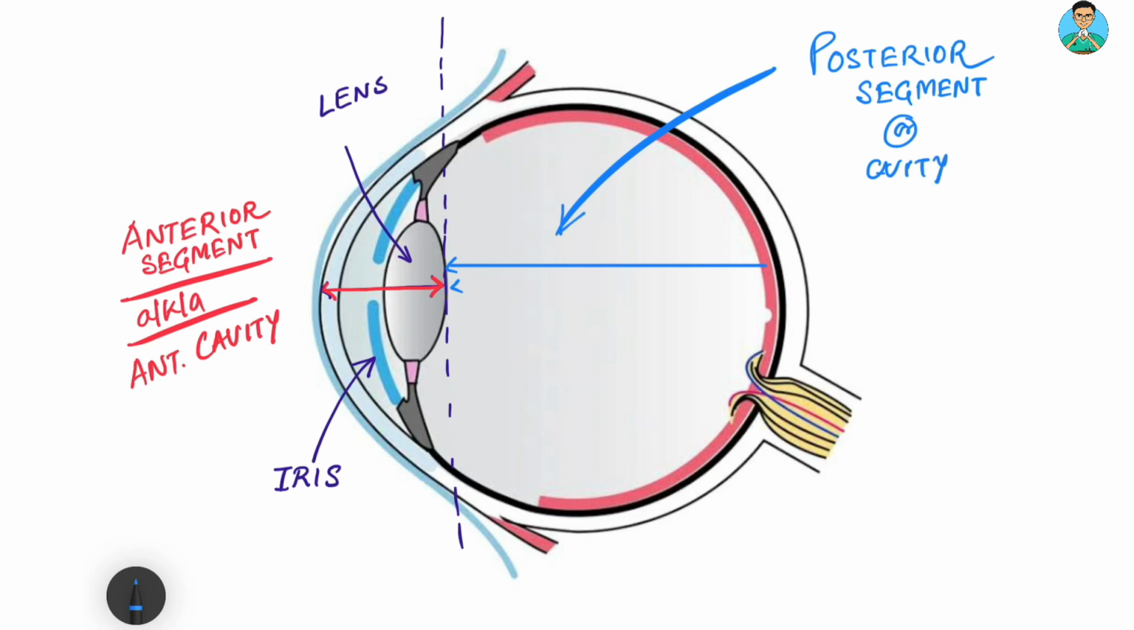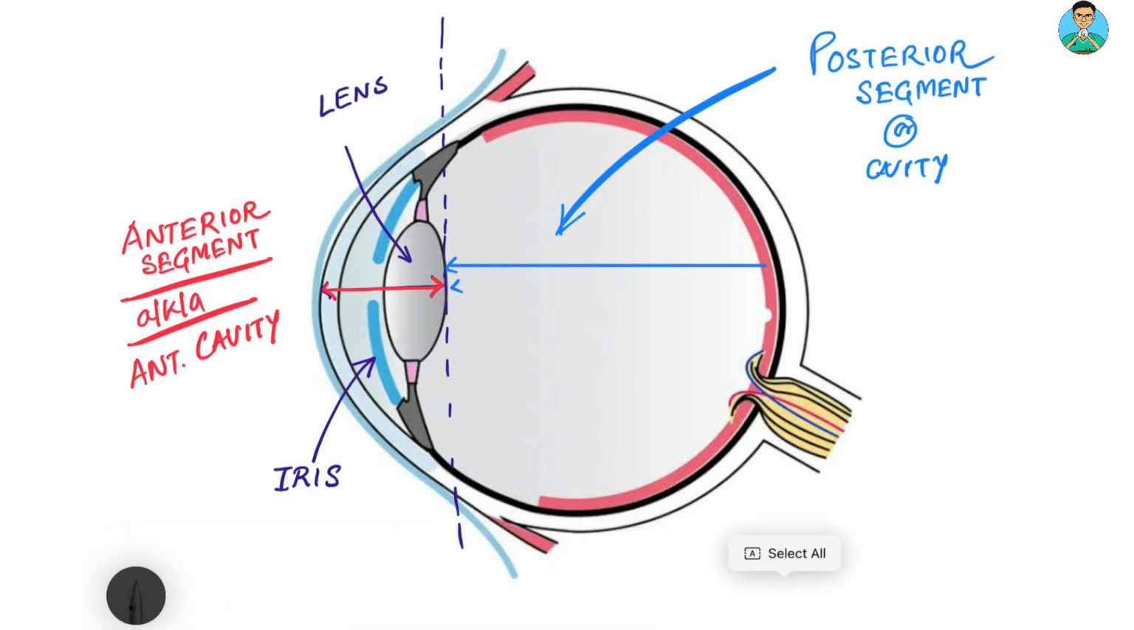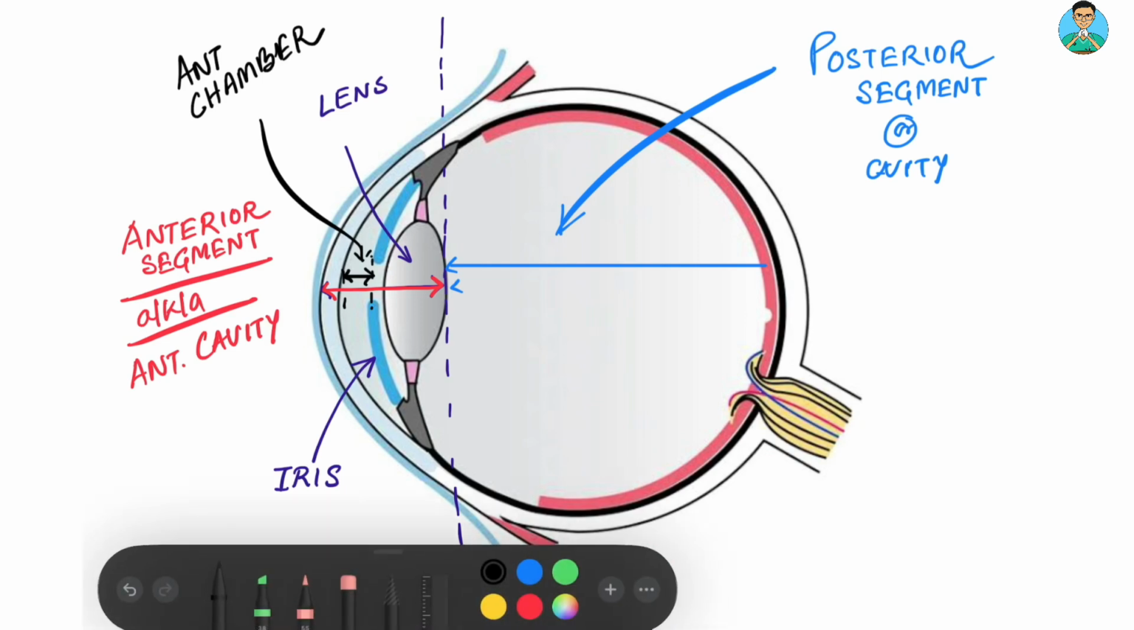Now this anterior segment can be again divided into two parts based on the position of the iris. The region in front of the iris, that means this much region, can be termed as anterior chamber. And the region behind the iris is known as the posterior chamber.